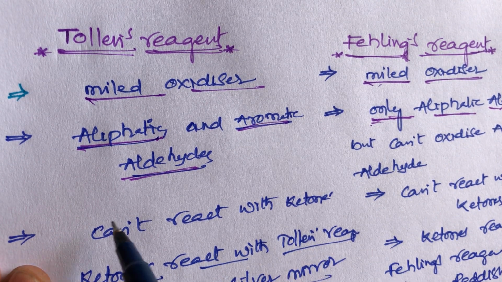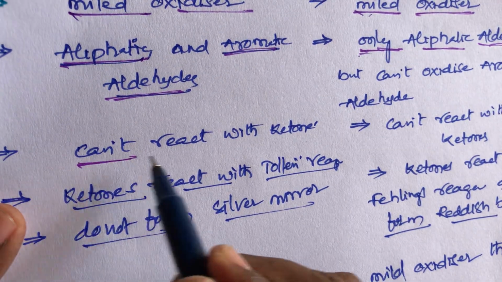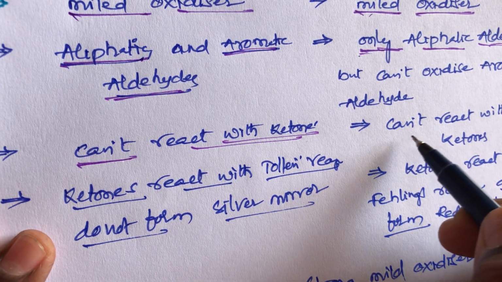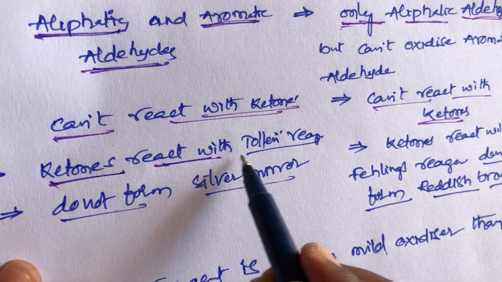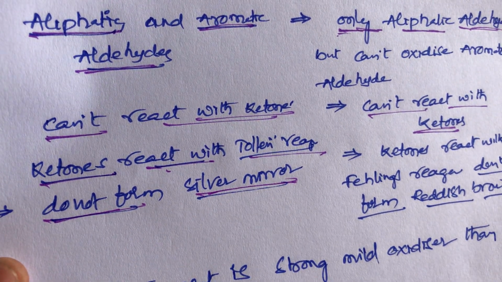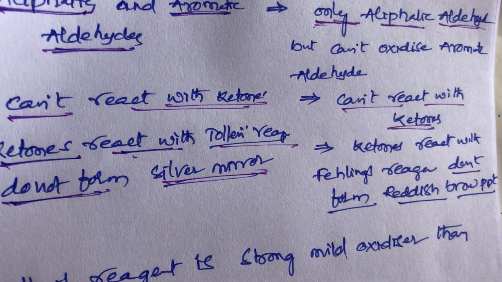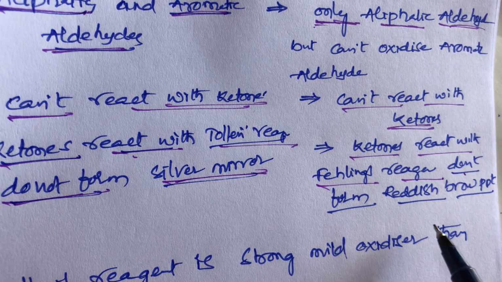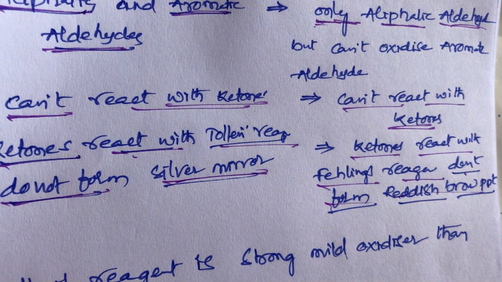And one more point, students: Tollens reagent cannot react with ketones. The same thing, Fehling's reagent also cannot react with ketones. When ketones react with Tollens reagent, no silver mirror is formed. And when ketones react with Fehling's reagent, no reddish brown precipitate is formed. This is the simple trick, students.